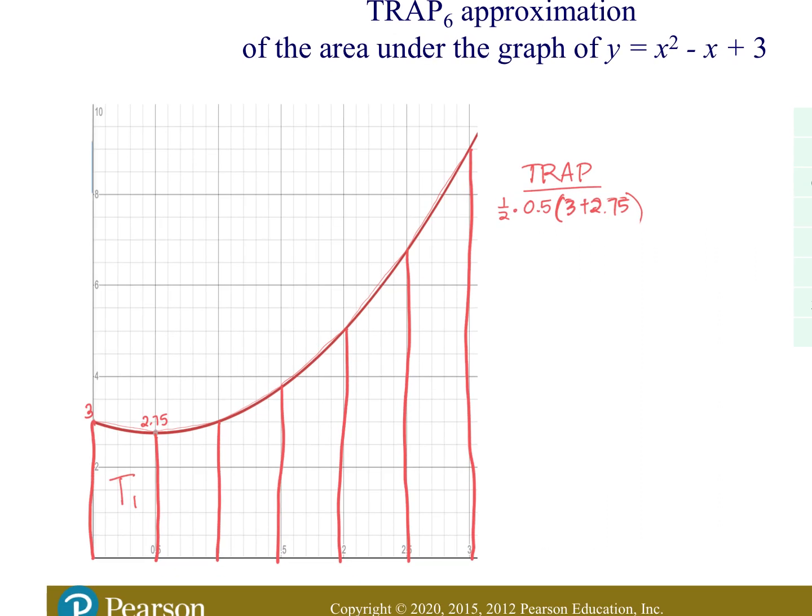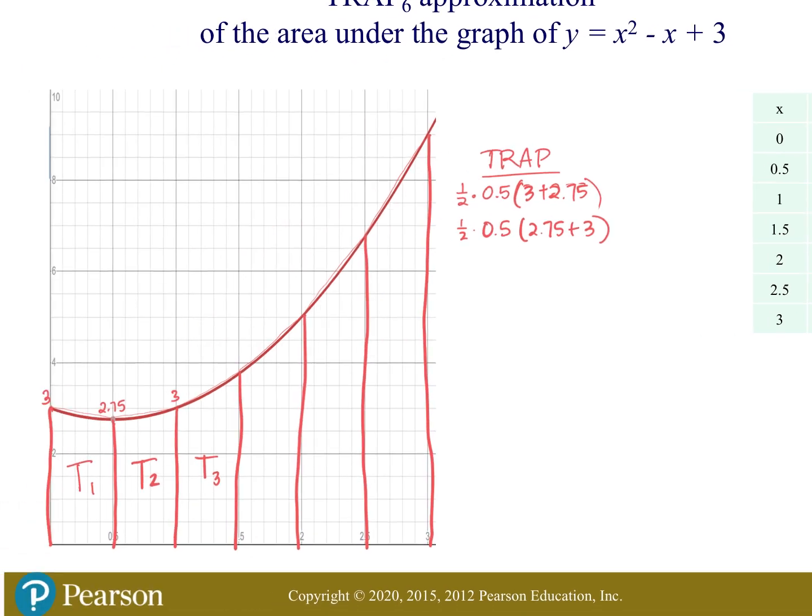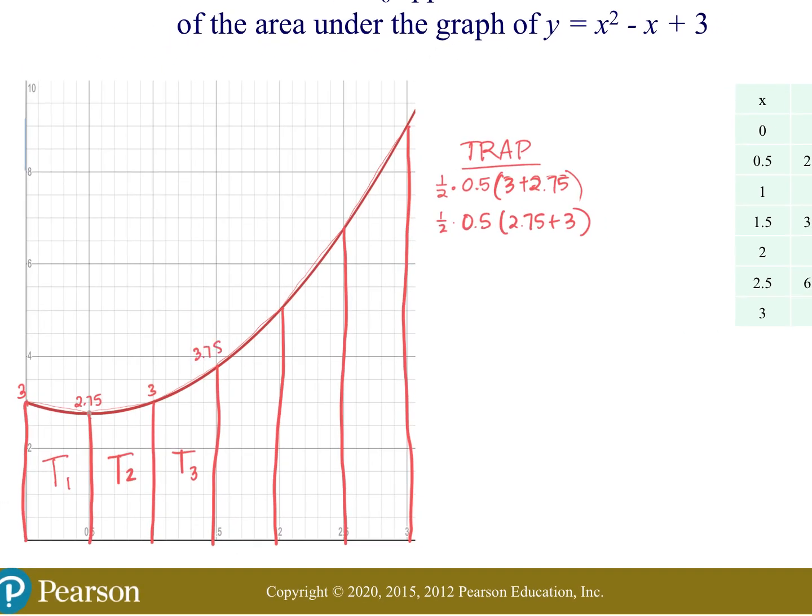But every trapezoid then, and T2, is going to still have a base of 0.5, and it's still going to have a 1/2 in the front. But its 2 heights are 2.75 and 3. And then the third trapezoid, it's going to have a 0.5 for its base. It'll have the 1/2, and its 2 heights will be 3 plus 3.75. And then you're just going to proceed all the way down through all of the different trapezoids. So you'll do that for trap 4, trap 5, and trap 6.